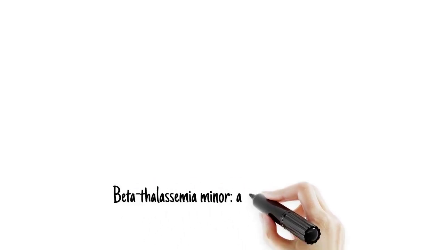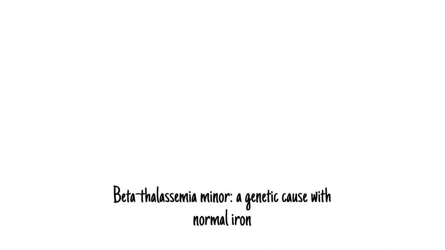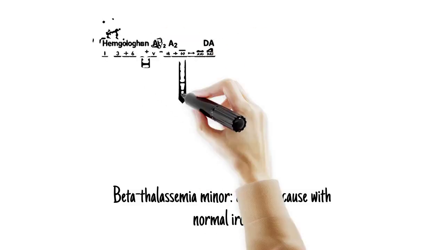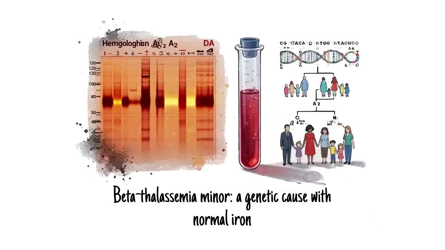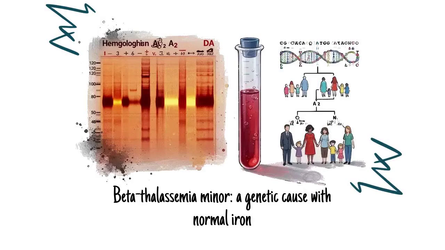Next, beta thalassemia minor. This is a genetic condition affecting globin chain production. Interestingly, the iron studies in beta thalassemia minor may be completely normal. The distinguishing laboratory clue is found on hemoglobin electrophoresis, specifically an elevated hemoglobin A2 fraction.